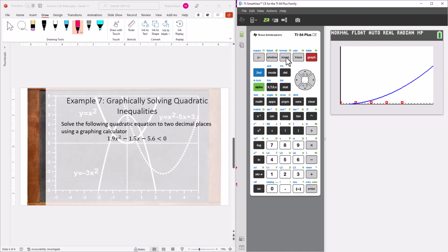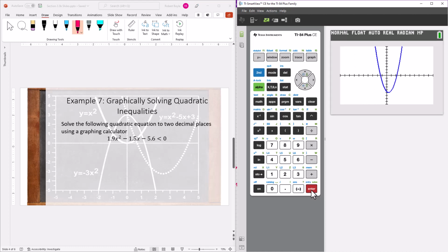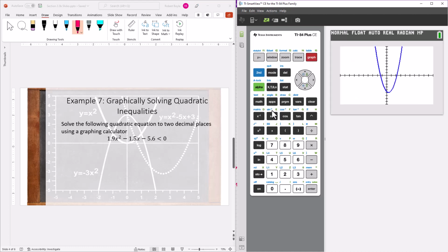is go to zoom, we could do zoom standard. And there you go. Because if you hit zoom standard, that puts us back to the window that we're used to, where the x ranges from -10 to 10 and y ranges from -10 to 10. And there's our graph. Now remember, we want to find all those values of x where this graph is less than 0.